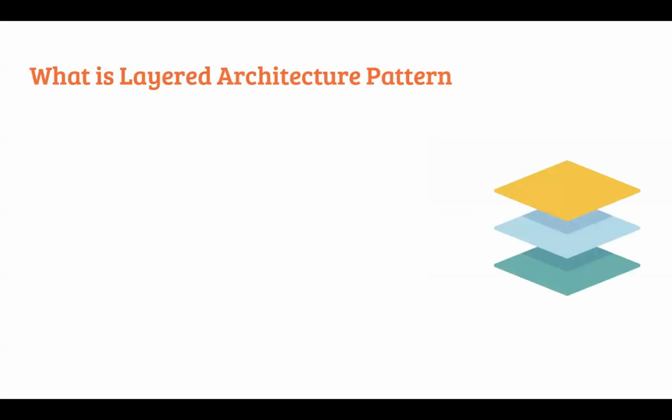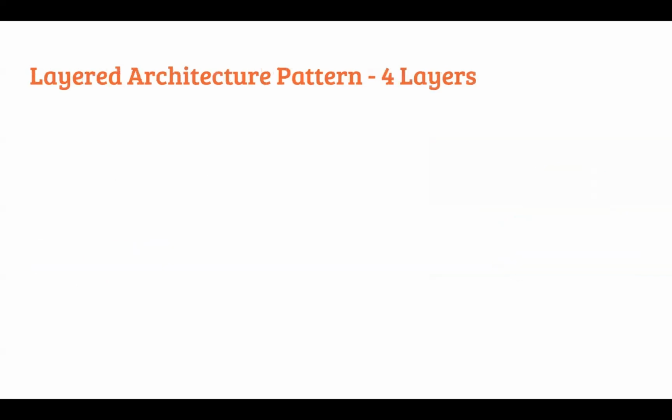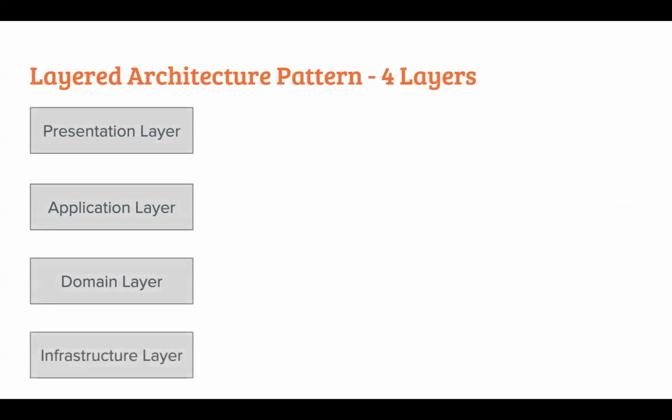Let us begin by understanding what is the layered architecture pattern. It's a design pattern to manage code complexity. And it achieves that by defining layers with separate responsibilities to organize the code. Let's unpack that a bit more. The layered architecture pattern advocates for 4 layers in any code base. The topmost layer is the presentation layer, followed by application layer, followed by domain layer, and finally the infrastructure layer.